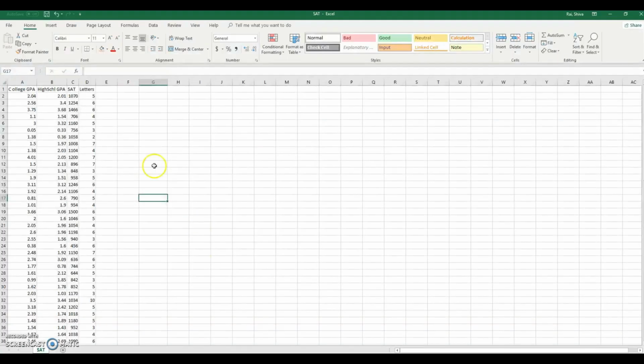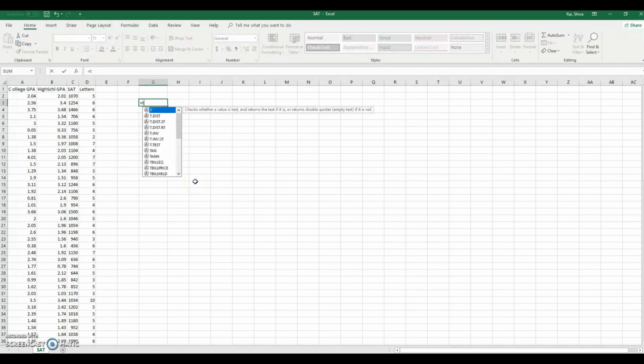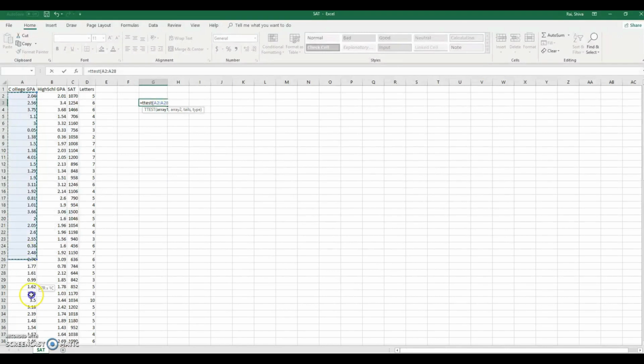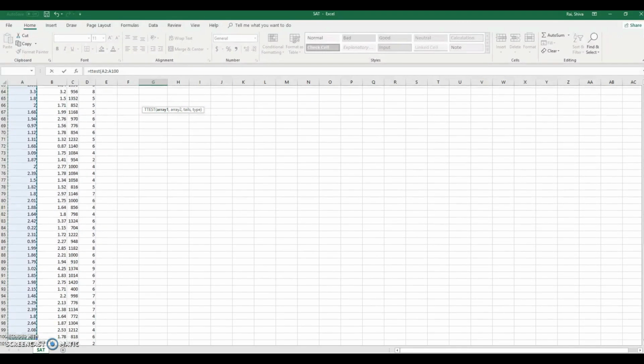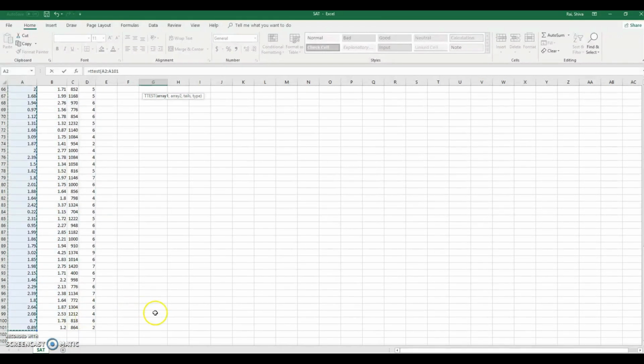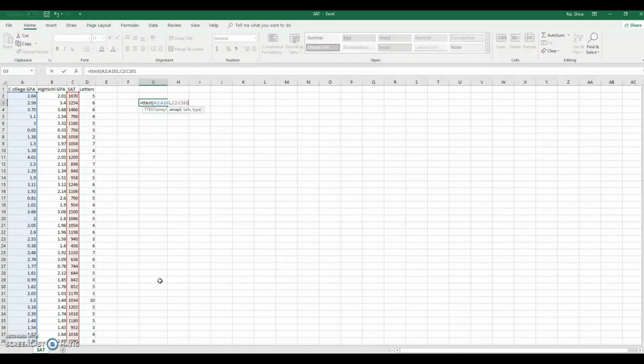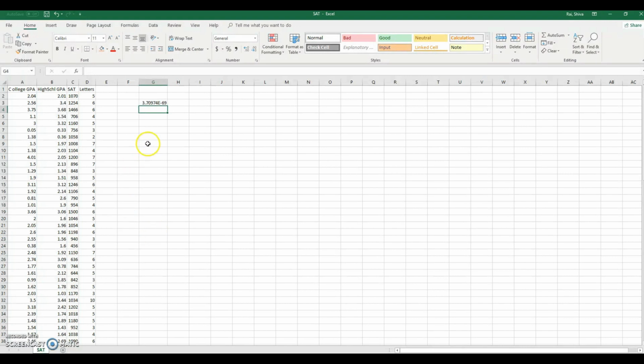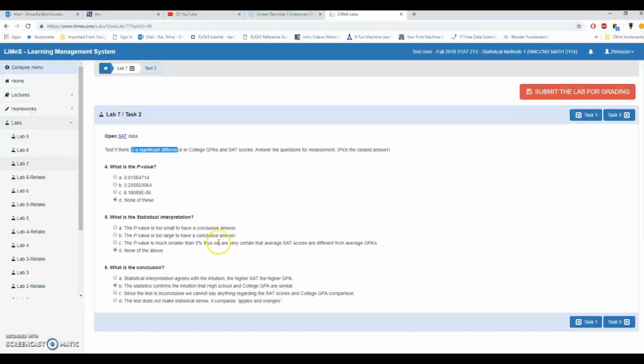and SAT scores. In one empty cell, you write down T.TEST, and college GPA goes from A2 up to A101, comma, SAT goes from C2 up to C101, comma 2, that's 2 tail test, comma 3, that's the p-value. Okay, so that is 3.70974 e to the negative 69, which is a very small number.